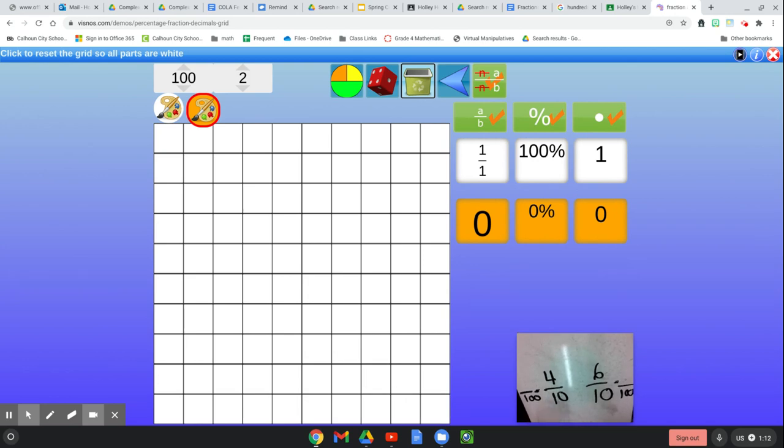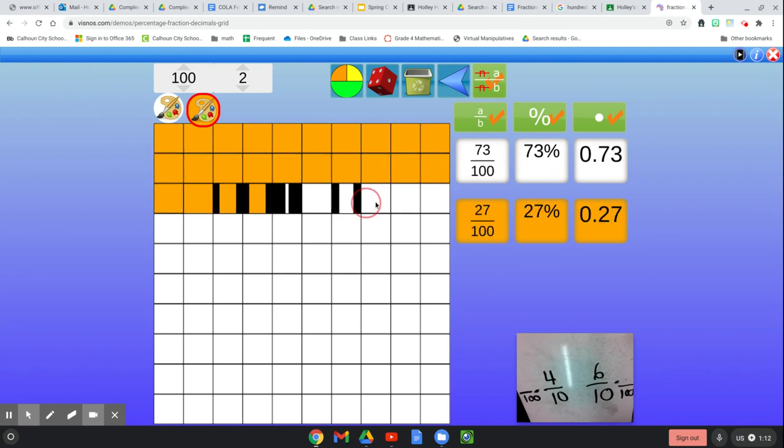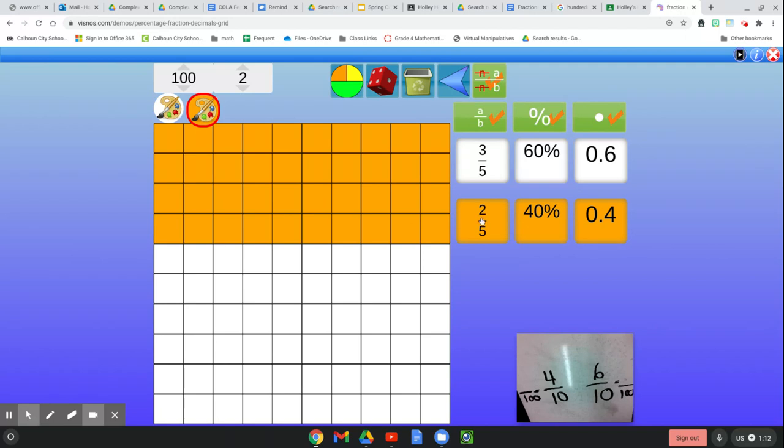So my first one was 4/10. So again, could I do it this way? Yes, I could. Uh-oh, I missed one. So I'm going to show you. It'll let me, hold on. There we go. Okay, so 4 tenths is the same thing as 40 hundredths, because if I counted each of these individually, they equal up to 40. But also, can you see 1, 2, 3, 4 groups of 10?